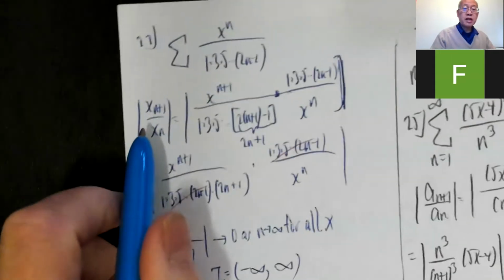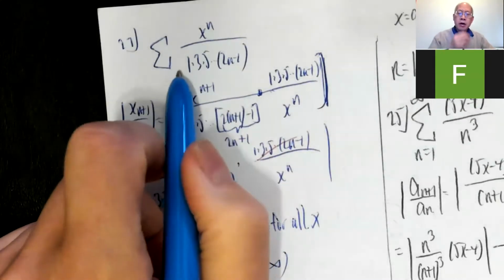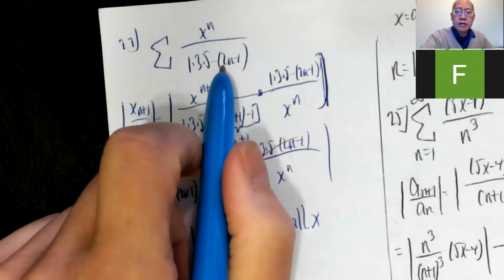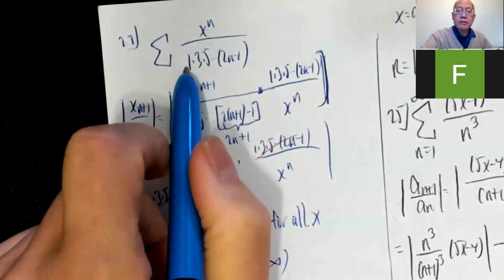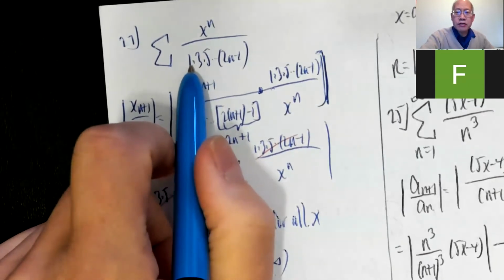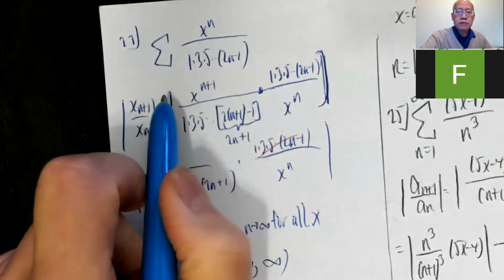All right, 27 is that weird odd factorial-like thing. x to the n over 1 times 3 times 5, up to 2n minus 1. So it's not a factorial. Factorial is 1 times 2 times 3. This is kind of like an odd factorial. You only multiply the odd factors, 1, 3, 5, and so on.